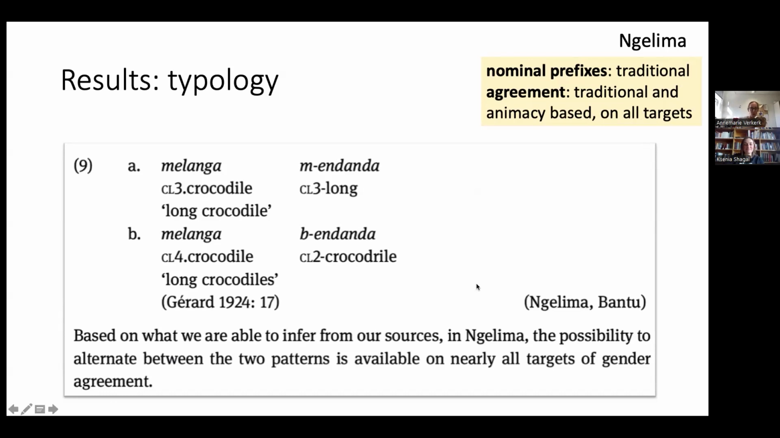So this is the word for long, and it gets class 2 marking because crocodile obviously is an animate noun, right?